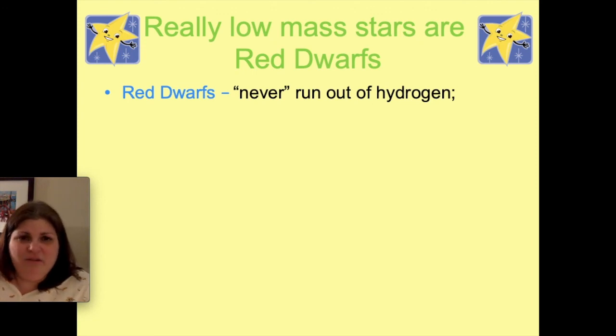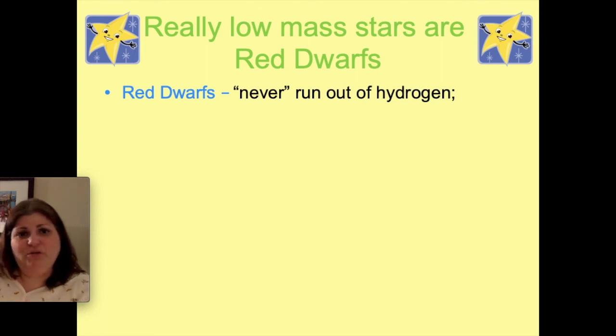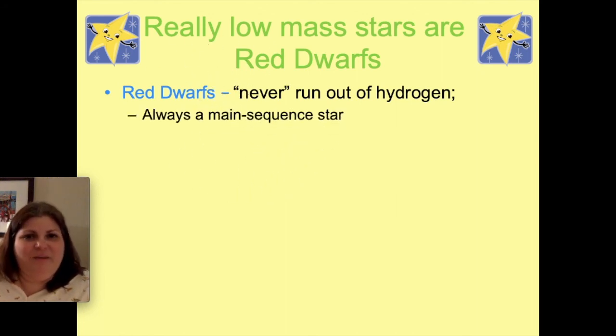And because of their small size, they never run out of hydrogen. It takes them a real long time to get hot enough, and they burn so slowly that they're not converting hydrogen to helium fast enough to run out. And so they kind of always stay stuck in the main sequence stage.